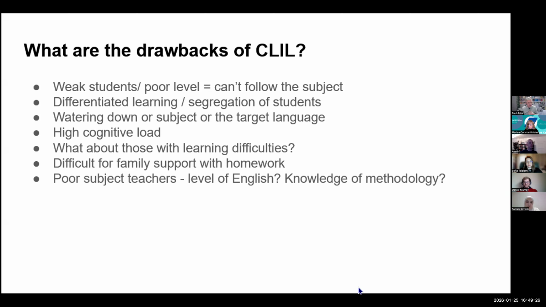Sure. Definitely. Something I've seen in lessons as well is the watering down of a subject or the target language. So it's taught in the first language, and then there's a few English words added on there. And they say, oh yeah, this is a walnut. There we go. You've got your English word. Off you pop.